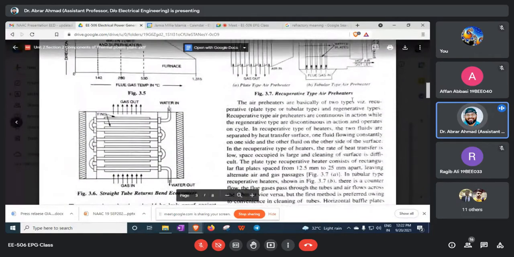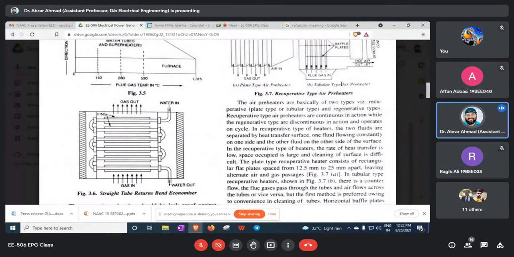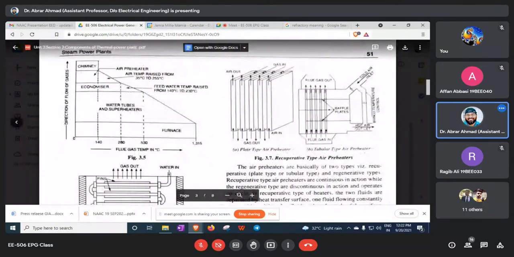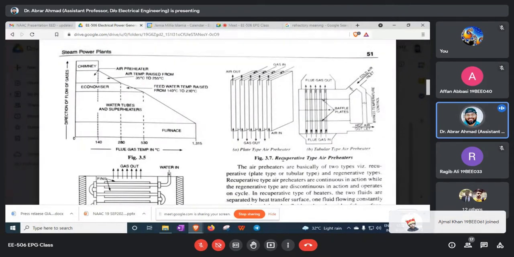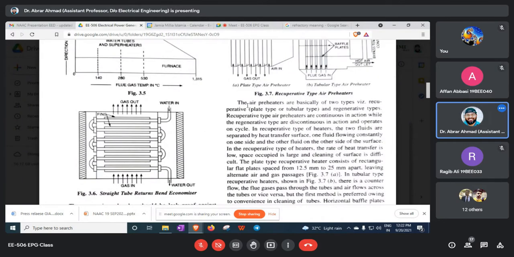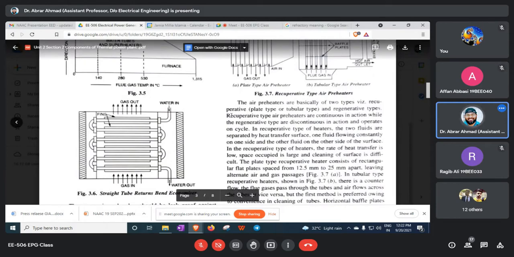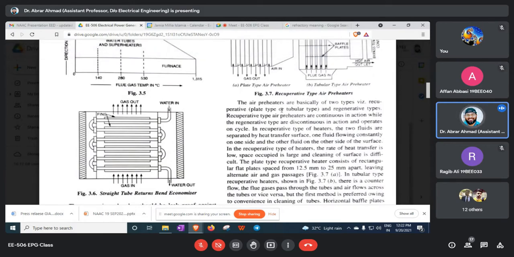So the two types of air heaters are discussed here, so plate type air heaters and tubular type air heaters. You can understand. In plate types, you simply have a plate where one side is coming, one it is going. While in tubular, we have baffle plates. Let me read for you. The air preheaters are basically of two types: recuperative or plate type or tubular type, and regenerative type.